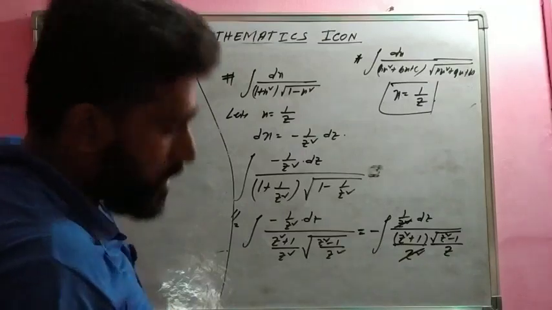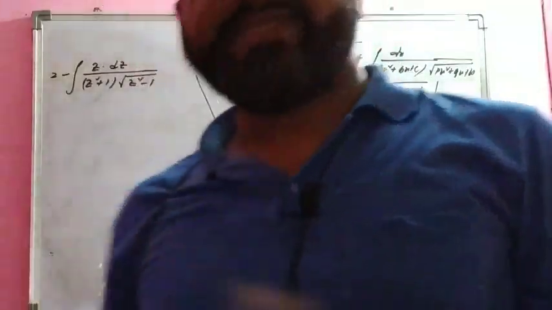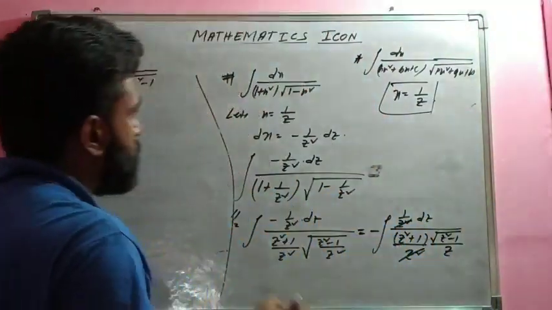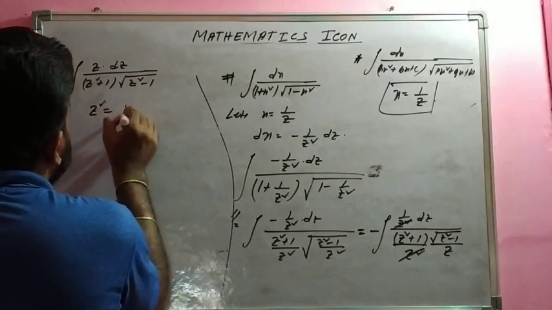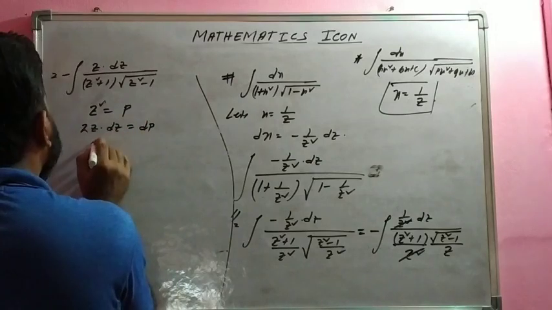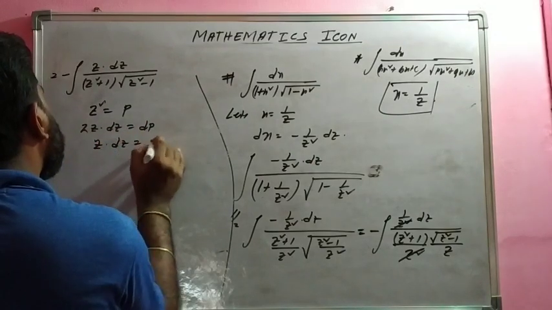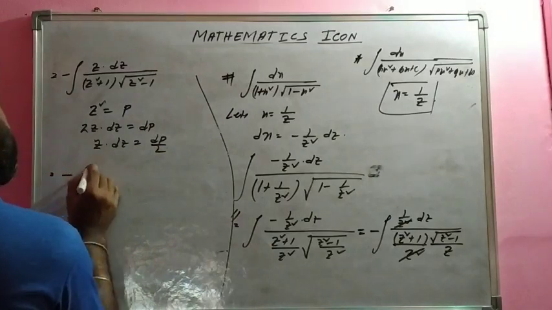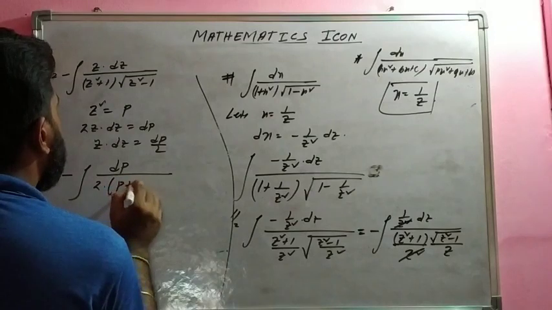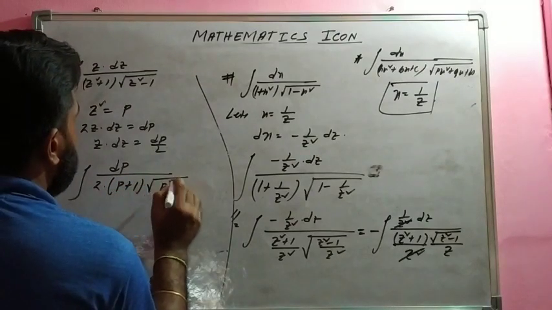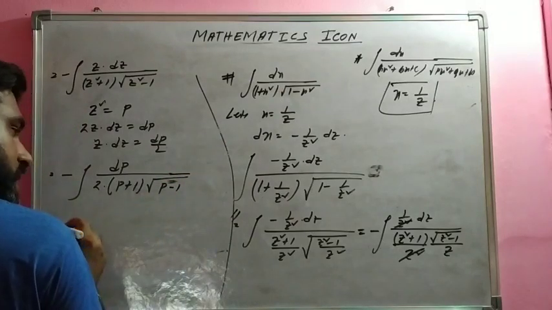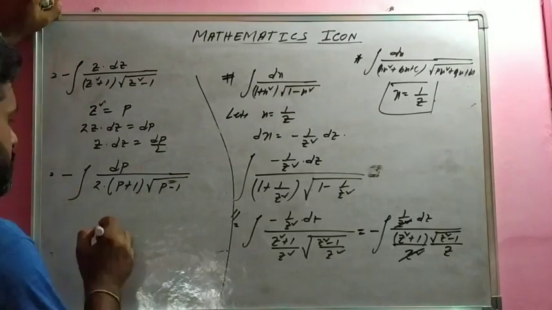Okay, so here I think z dz is there in the numerator part, and z square term is there, that means z square can be substituted. z square equals p, that means 2z dz equals dp, that means z dz equals dp by 2. So minus z dz means dp by 2, and p plus 1 and root p minus 1.